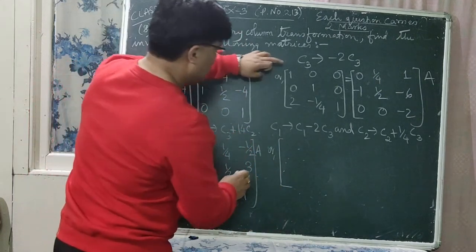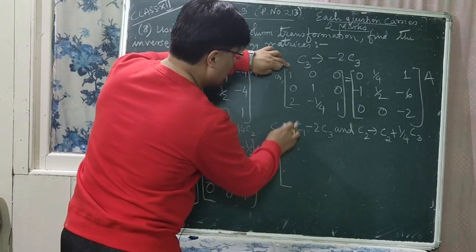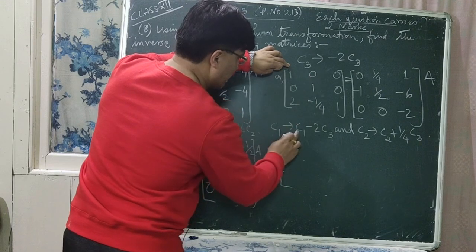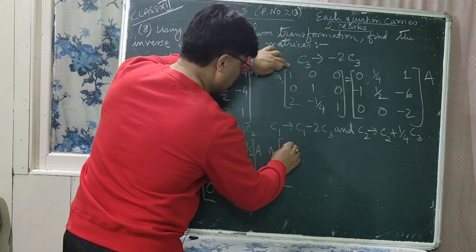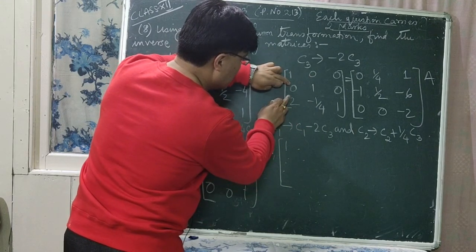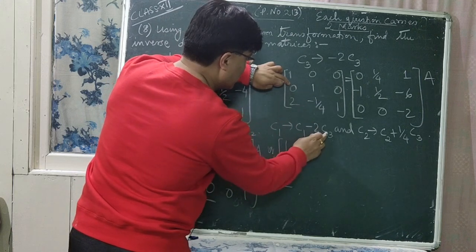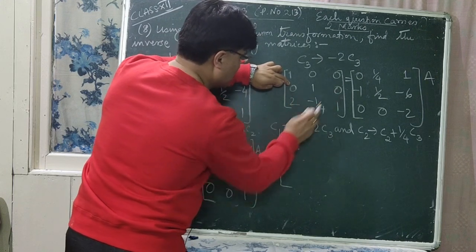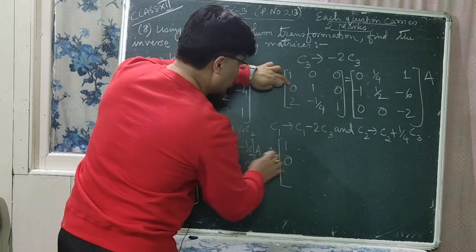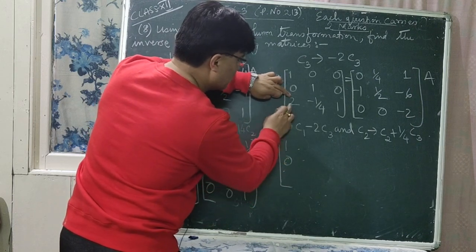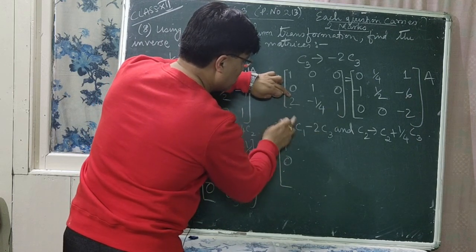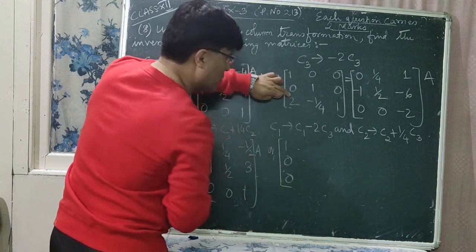Now here C1 minus 2C3. C1 is 1, C3 is 0. 1 minus 2 zeros is 0, that is 1. Next, C1 is 0, C3 is 0. 0 minus 2 zeros is 0, that is 0. Here also C1 is 2, C3 is 1, that is 2 minus 2 ones is 2, that is your 0.